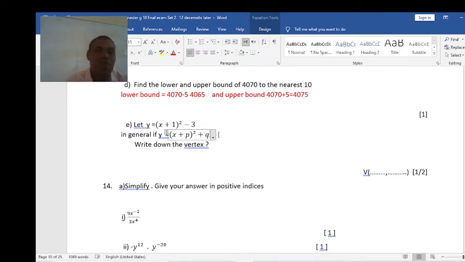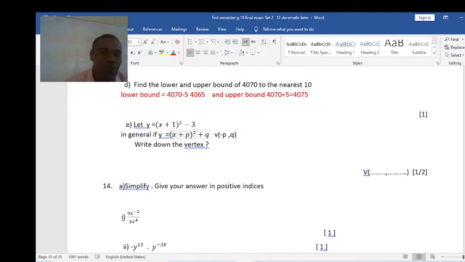The question is find the vertex. The vertex here, my learners, is minus p. You should reverse the sign of p. If it is positive here, make it minus, because here x equals minus p is the axis of symmetry. So it will be minus p, then q. Clear?